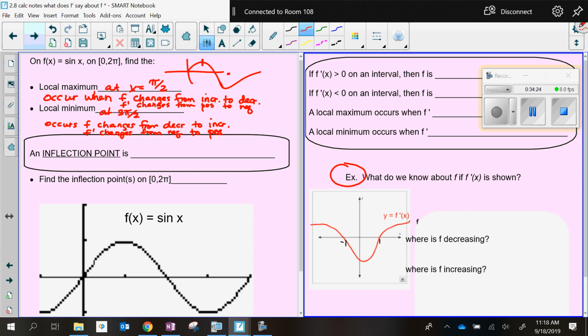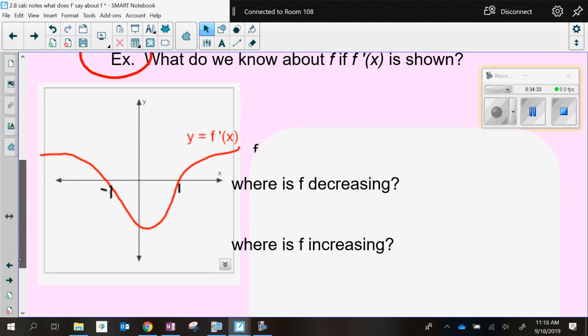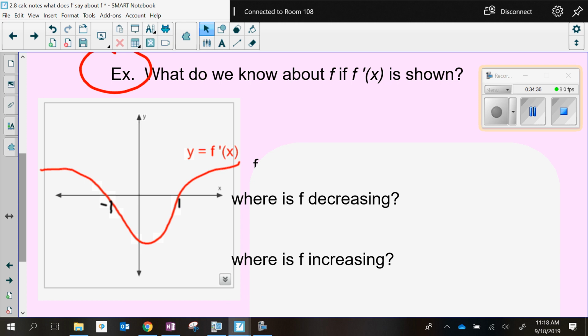Is everybody ready? Okay. All right. So here is the example of what we're going to do with that information. The first thing you have to understand is this is not f, this is f prime. This is the derivative. Now, we don't want to have to draw f, because that would be a lot of trouble right now. We just want to know, where is f decreasing? Now we're not looking at f. We're looking at f prime.